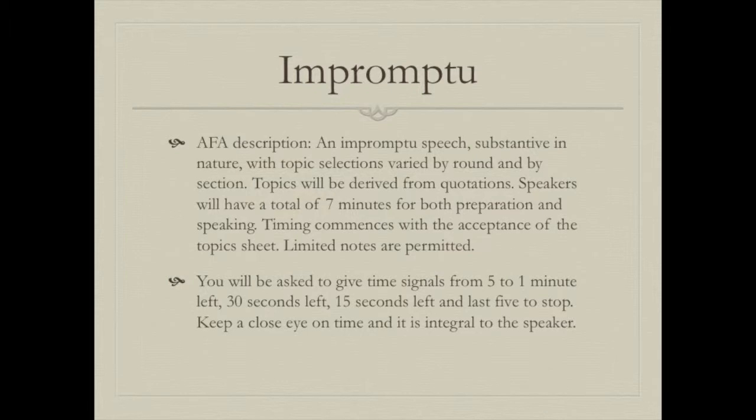Now, the AFA description for impromptu is an impromptu speech essentially in nature with topic selections varied by round and by section. Topics will be usually derived from quotations. Speakers will have a total of 7 minutes for both preparation and speaking. Timing commences with the acceptance of the topic sheet, and limited notes are permitted, which means essentially that the performer will have a note card that they will write their notes on, but not everyone uses note cards.